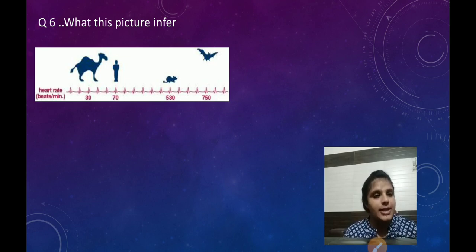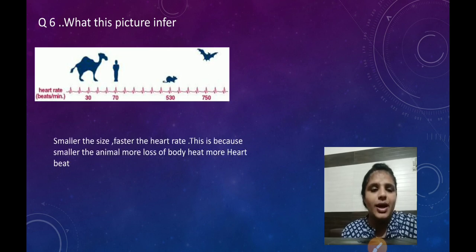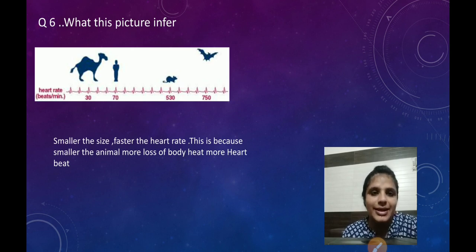And if the size is bigger, like an elephant or a camel, then the rate of heartbeat will be less. Means we will produce less heart sound or heartbeat. So we cannot say that the bigger the animal, the more heartbeats. The bigger the animal, the fewer the heartbeats, and the smaller the animal, the more heartbeats. So in this video I have this much only. Look here, smaller the size, faster the heart rate. This is because the smaller the animal, the more loss of body heat, the more heartbeats.